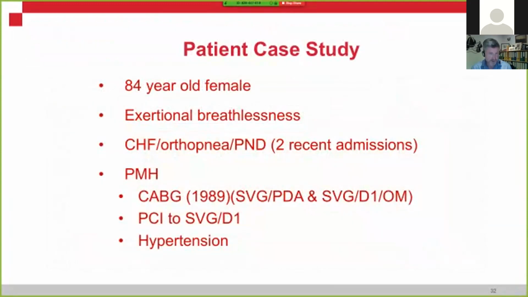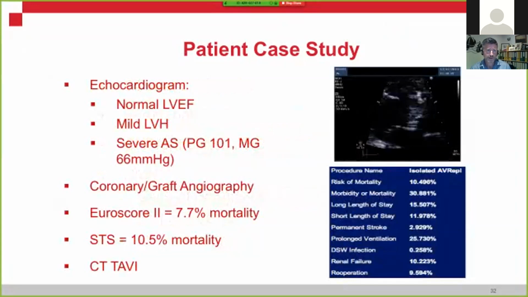And just lastly, to wrap up, I'll go through a patient that we had locally a couple of years ago, a typical scenario. An 84-year-old presenting with exertional breathlessness on a background of heart failure, orthopnea and PND with 2 admissions, previous revascularization with CABG, and subsequently a PCI, and comorbidities include hypertension. Echo showed good LV function, mild LVH, as we saw on the previous echo, with severe aortic stenosis.